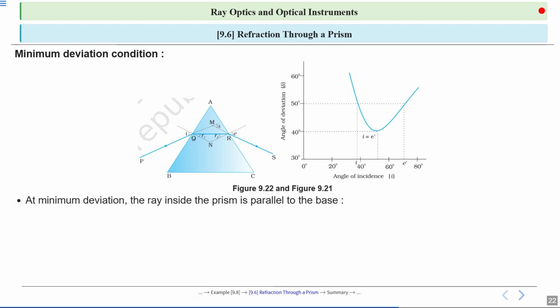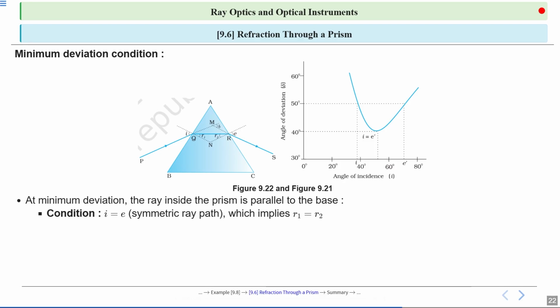At minimum deviation, the light ray inside the prism runs parallel to the base. This is a special condition where the deviation of the light ray is minimized. Understanding this condition is key to mastering how prisms affect light paths. Let's explore what this means in terms of angles and symmetry.